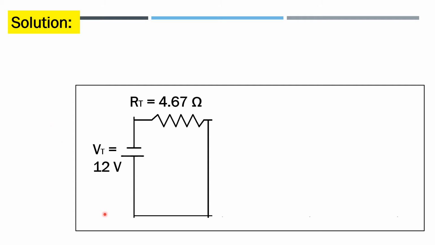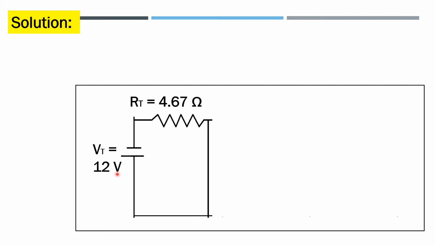All right. So what we have now is the most simplified circuit diagram, where the zigzag symbol represents all the combination of the resistances that we just added, which is equal to 4.67 ohms. This is the total resistance for the whole circuit. And the voltage supply, which is labeled V sub T, is equal to 12 volts.